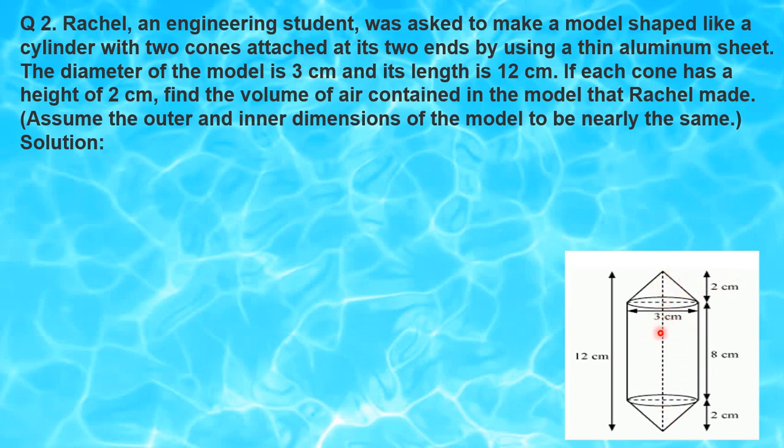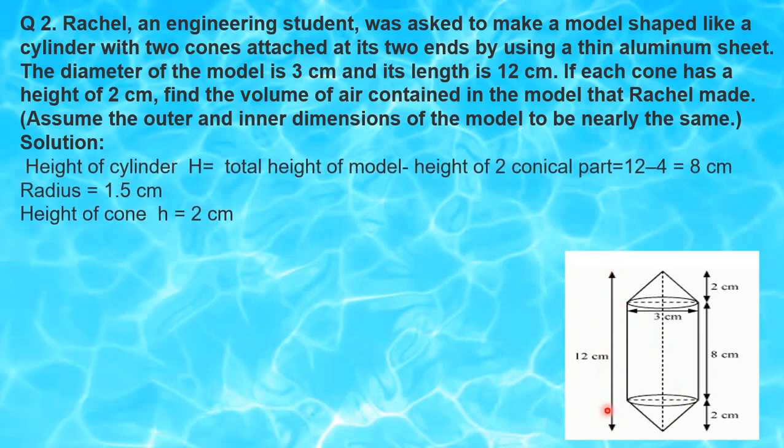So by observing this figure, we get that the total height of the model is given 12 centimeter. So height of the cylinder, we can find it out very easily, as the total height is 12 centimeter and height of the cones which are attached at the two ends. So height of this cone is 2 and bottom cone is also 2. So 2 plus 2 is 4. So height of the cylinder, we get 12 minus 4 is equals to 8 centimeter.